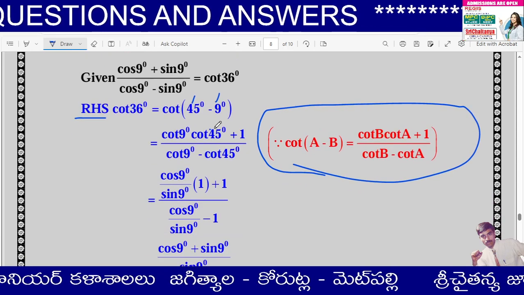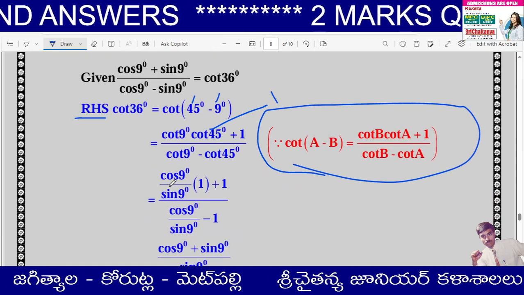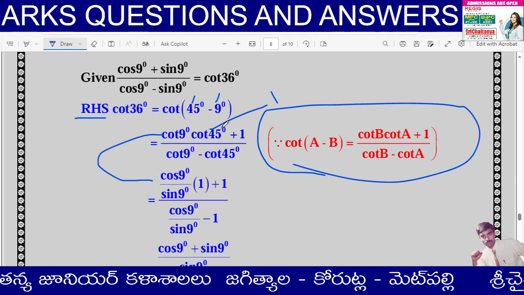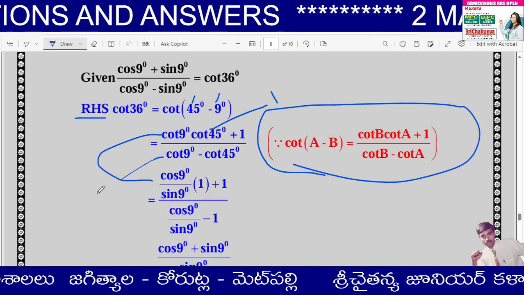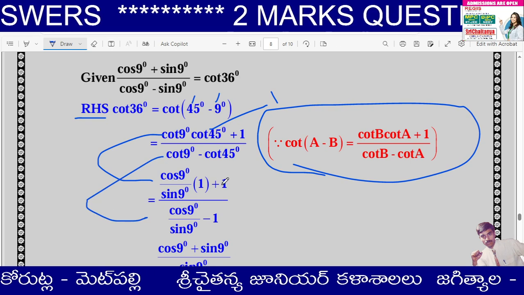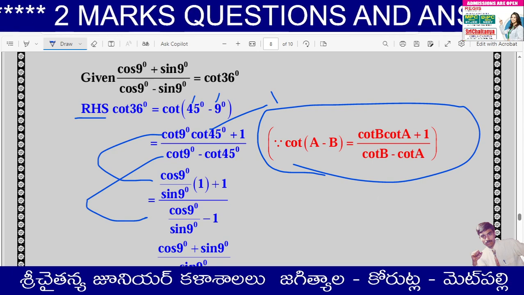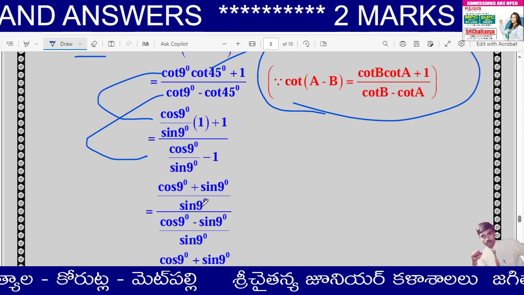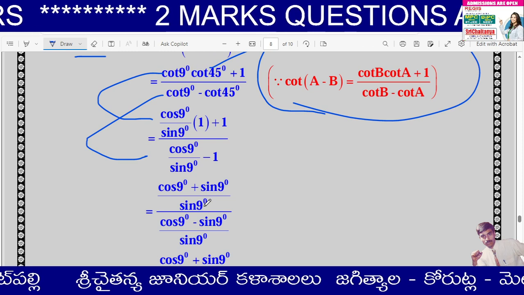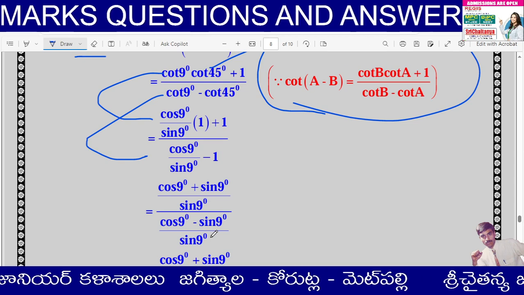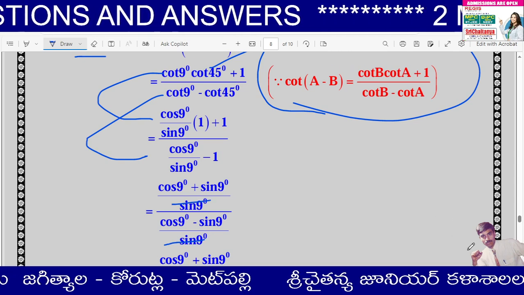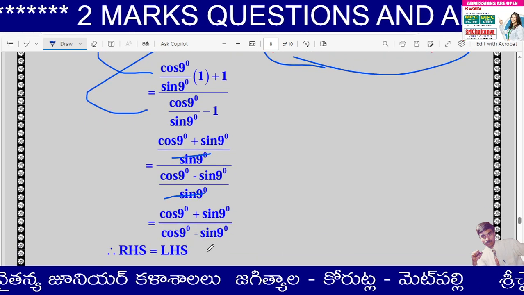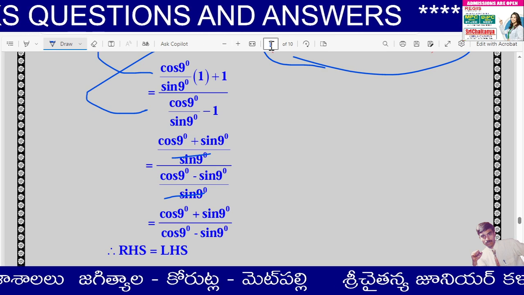You know the cot 45 value is 1. Cot 9 degrees is equal to cos 9 degrees by sin 9 degrees. Cot 45 value 1, plus 1. Cot 9 degrees value is cos 9 by sin 9, minus 1. Now the LCM is sin 9 degrees: (cos 9 plus sin 9) by sin 9, over (cos 9 minus sin 9) by sin 9. Sin 9 gets cancelled. Now the answer is cos 9 plus sin 9 by cos 9 minus sin 9. LHS equals RHS. That's the answer.